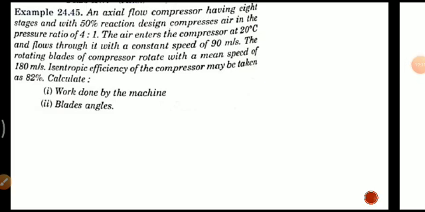So here is our second question from the axial flow compressor. An axial flow compressor having 8 stages. So initially we have seen in our figure a set of rotor and stator blades. One set of rotor and stator blade will give you one stage. So in this compressor such 8 sets are there, so we will be compressing in 8 stages.